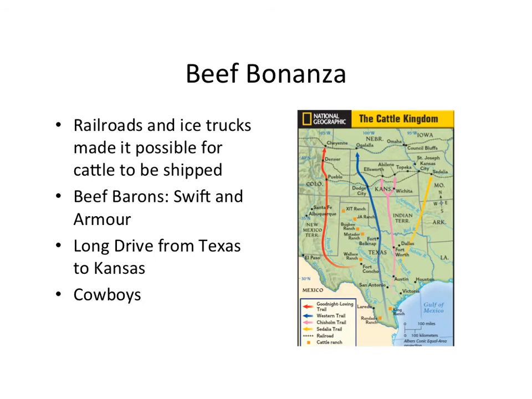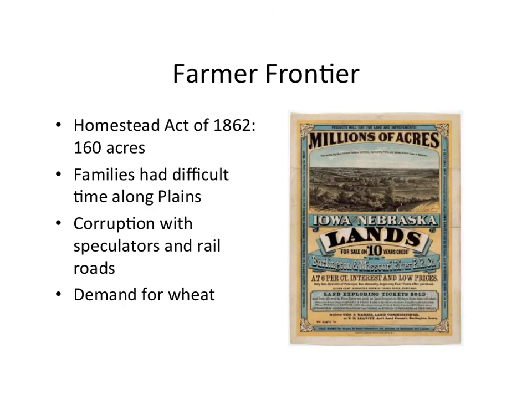One of the things we also see is the beef bonanza. So railroads and ice trucks made it possible for cattle to be shipped. We see the birth of the beef barons, trying to monopolize the beef industry, with people like Swift and Armour, in places like Chicago. We'll also see the long drive with the cowboys from Texas to places like Kansas, and you can see here in the map. And then, of course, the farmers, like I said, the farmers began pushing the frontier.